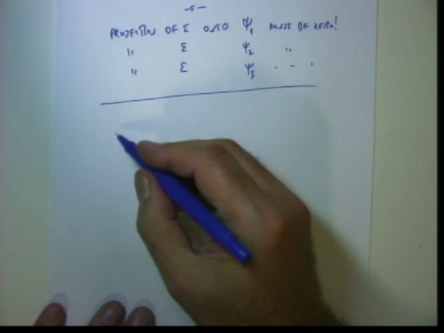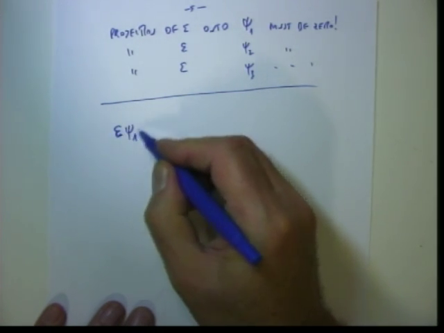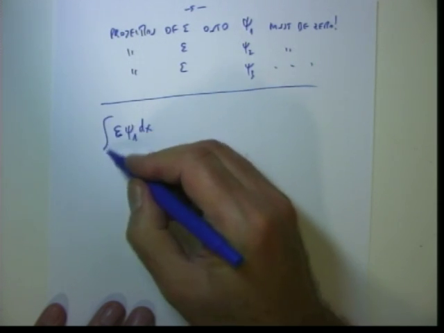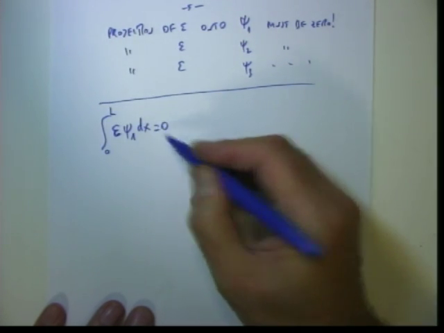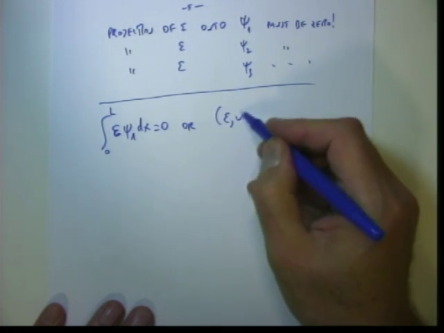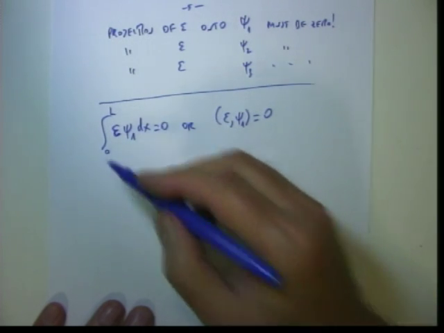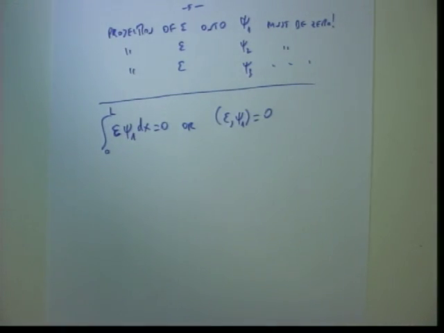So how do we calculate the projection? We say the integral of epsilon psi1 dx from 0 to L equals 0. Or we write down epsilon psi1 equals 0. So that is an abbreviation of this: epsilon times psi1 dx must be 0. That is this condition, Galerkin's condition.